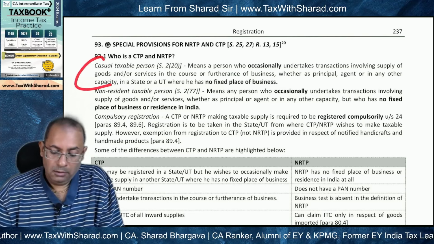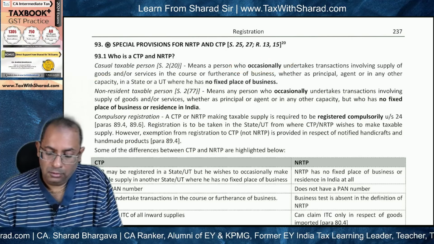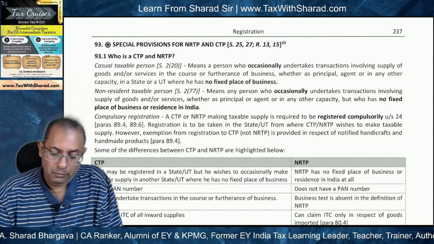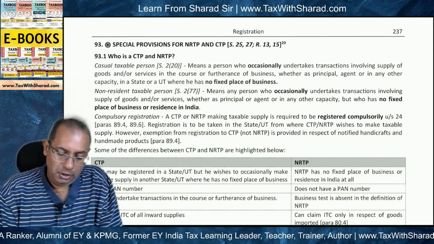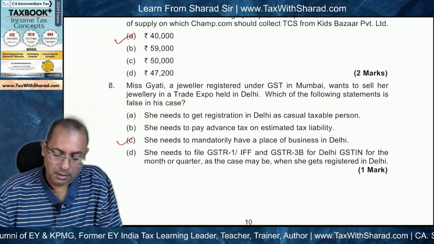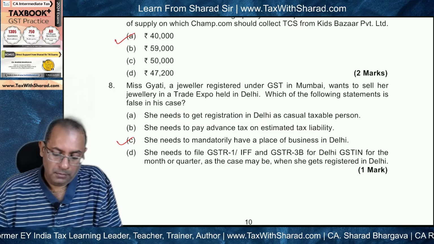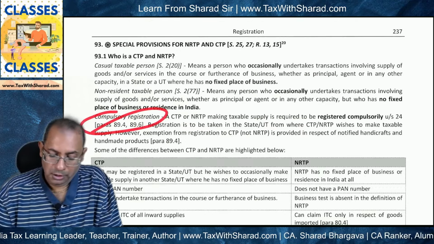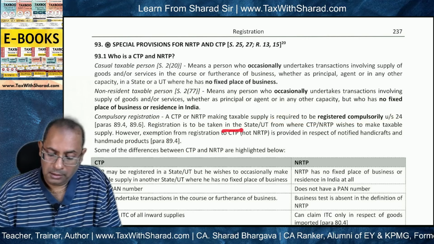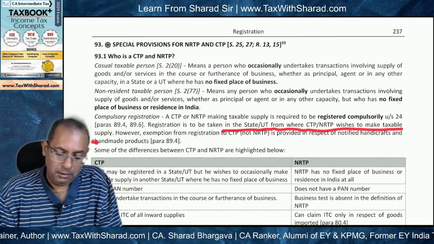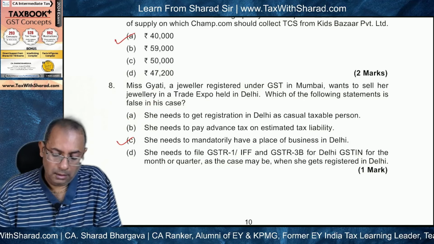Because if you look at the definition of casual taxable person, it means a person who occasionally undertakes transactions involving supply of goods in the course of furtherance of business in a state or UT where he has no fixed place of business. So our question covers this definition, and therefore she is a casual taxable person. She needs to get registration in Delhi. Why? Because we know the provision of compulsory registration. A casual taxable person making taxable supply is required to be registered compulsorily in the state or UT from where he wishes to make taxable supply, which is Delhi in our case. So A is basically the correct statement.